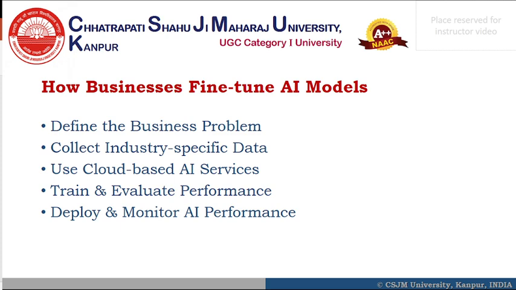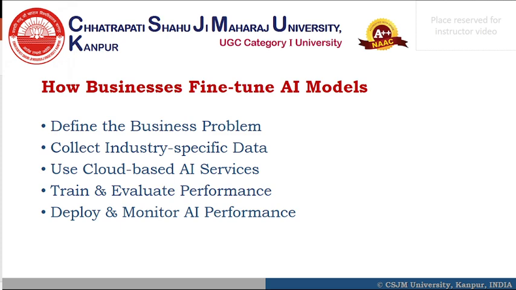Now, second, collect industry specific data. Businesses provide domain relevant datasets to train AI. For example, in healthcare, a hospital fine-tuning BERT will use medical records, not general Wikipedia articles. Now, third is to use a cloud-based AI service. Companies fine-tune models using platforms like the OpenAI fine-tuning API, Google Cloud Vertex AI, or Hugging Face Transformers.